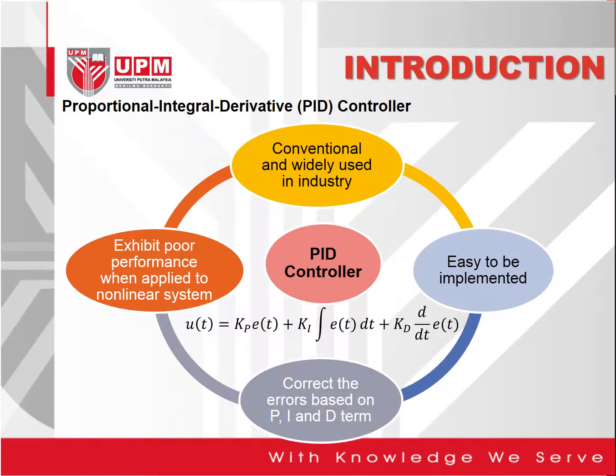Proportional integral derivative PID controller is a conventional and widely used controller in industry because it is very easy to be implemented. However, it exhibits poor performance when applied to non-linear systems because controller tuning is difficult due to insufficient knowledge of the parameters of the system. PID controller corrects the errors based on proportional, integral, and derivative term PID.